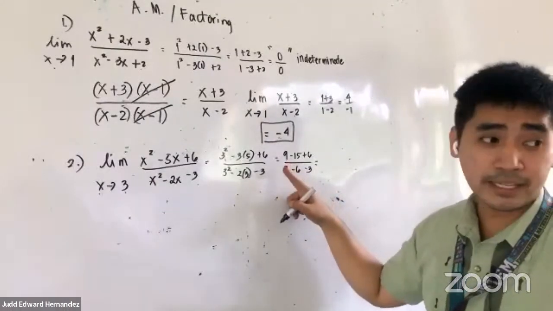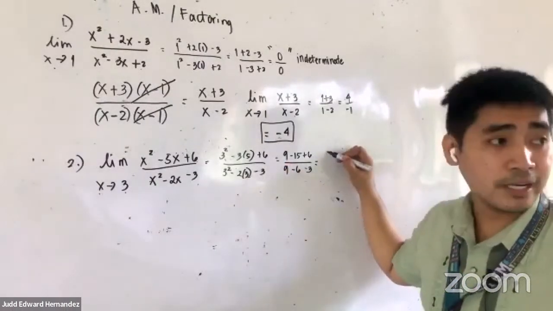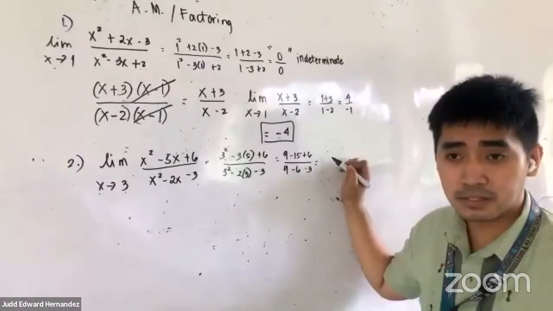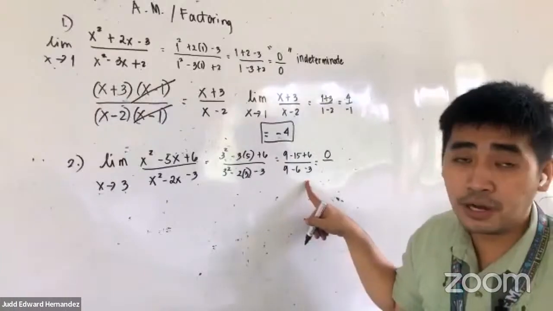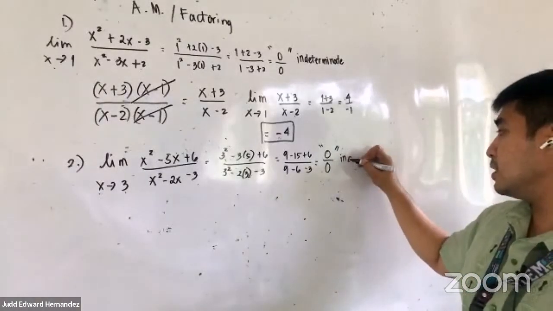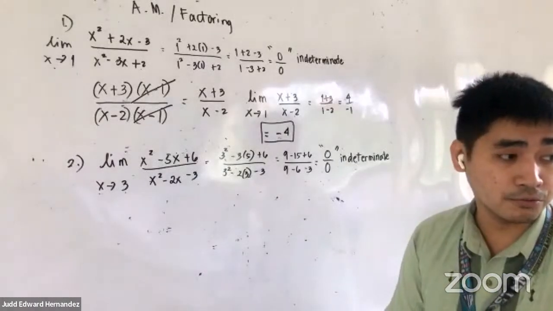Pero dito malalaman agad natin, what is the numerator? The numerator is 9 minus 15 plus 6. That becomes 0 po. The denominator is what? 0 po. 0 din. Therefore, 0 over 0, we could say that this is indeterminate. Therefore, we need to look for another solution.